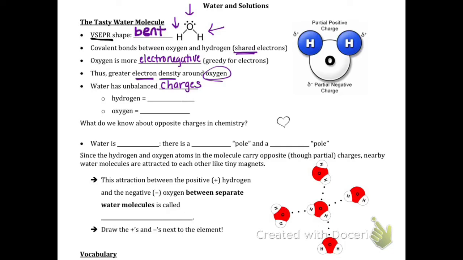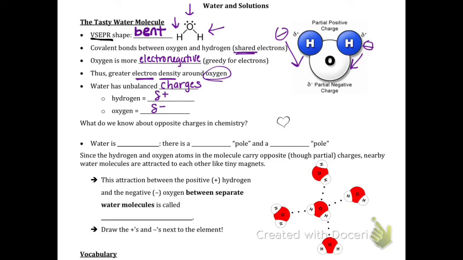Okay. If water has unbalanced charges, then that means one part of the molecule is going to be partially positive and one atom is going to be partially negative. So hydrogen is partially positive and oxygen is partially negative. Okay, we say this because the electrons, remember, are closer to oxygen, making hydrogen partially positive. It's not fully positive. It doesn't lose them. It's just far away from the hydrogen.